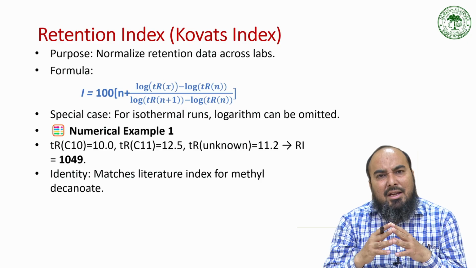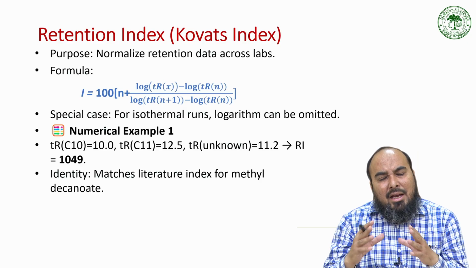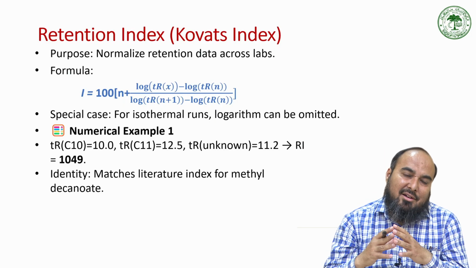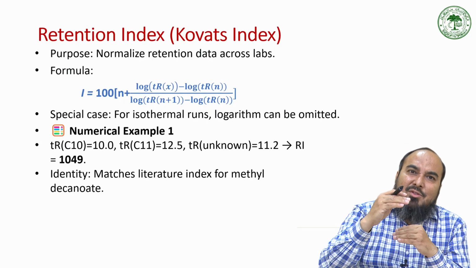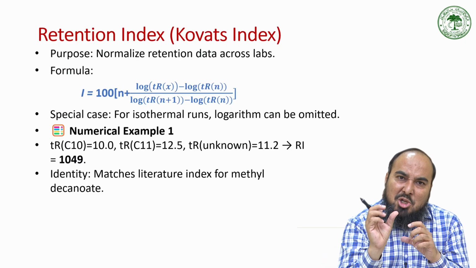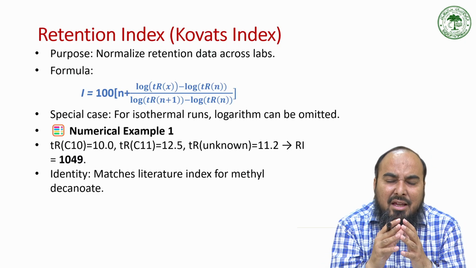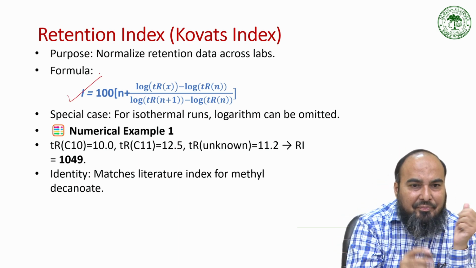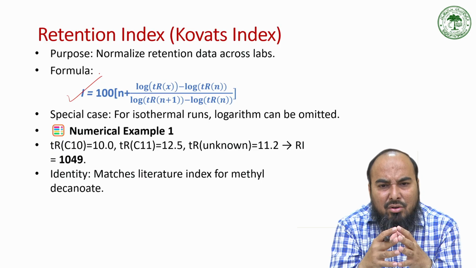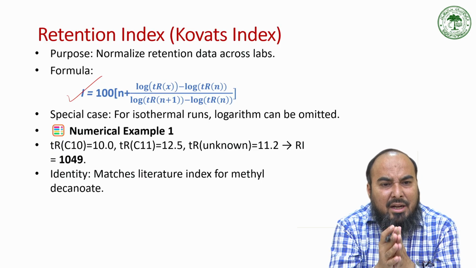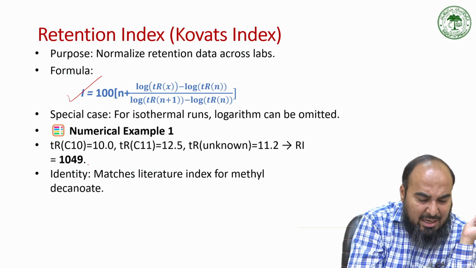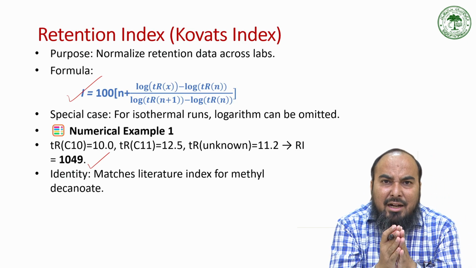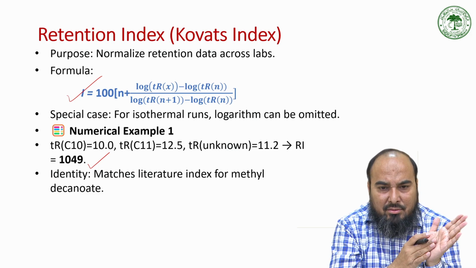For example, n-butane has a Kovats index of 400, but for pentane it is 500. So the moment you increase one carbon atom, the increase is very measurable and very specific. That is why he standardized it on the basis of the alkanes. And the formula is here. For isothermal runs, the logarithm can be obtained and the numerical value can be calculated by this. Again, this is done so that we can compare it with the standard compound.